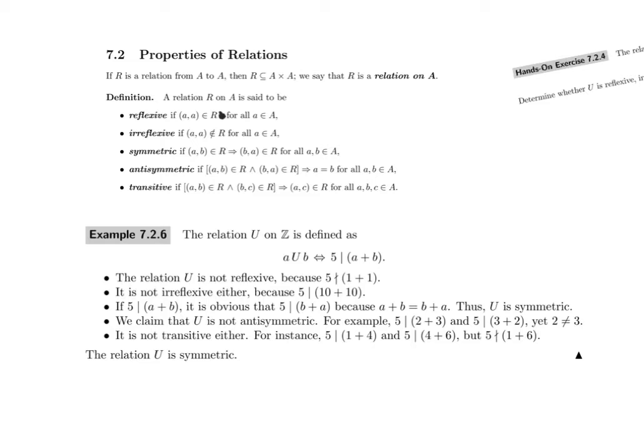So why is this not reflexive? Well, if I take a particular element, let's say 1, and I consider is (1, 1) in the relation U? And the answer is no, because 1 plus 1 is 2, and 5 does not divide 2. So that means the relation cannot be reflexive. What about irreflexive?